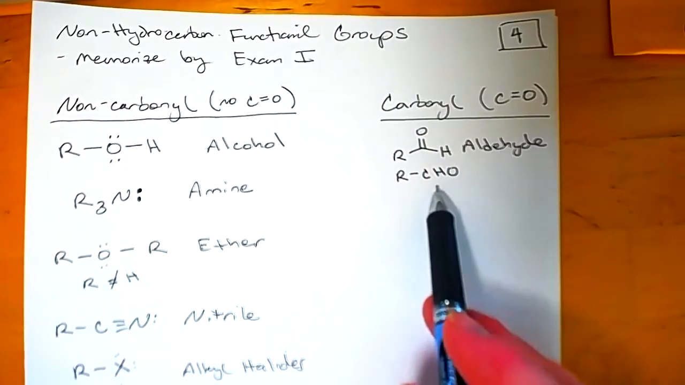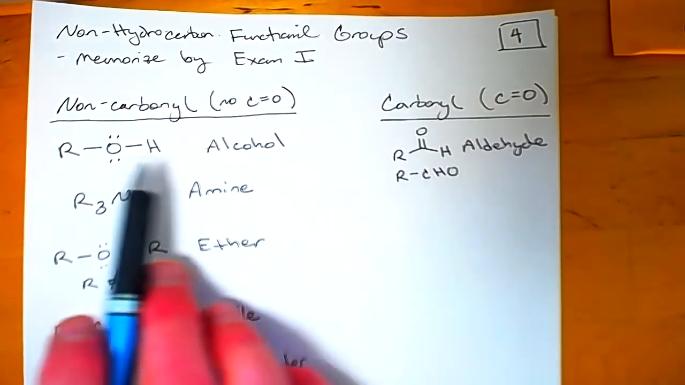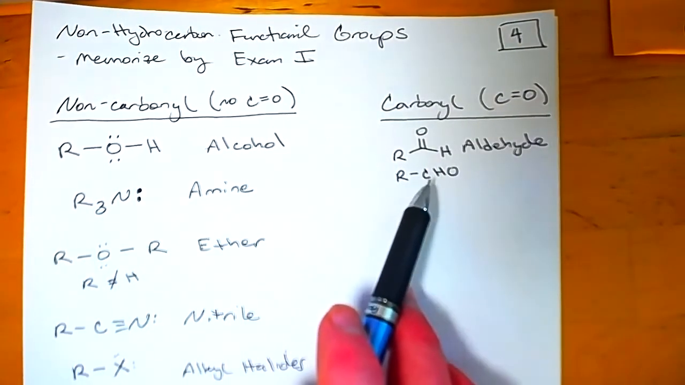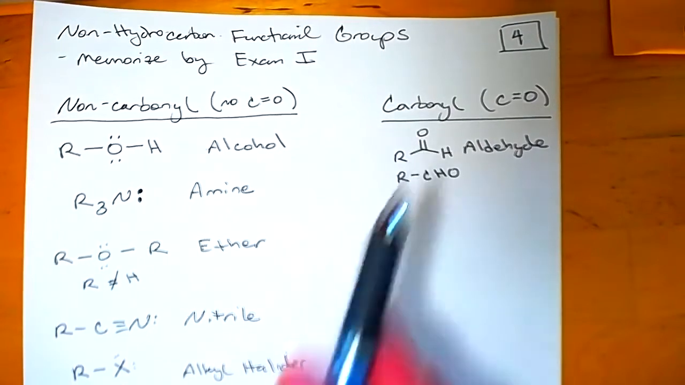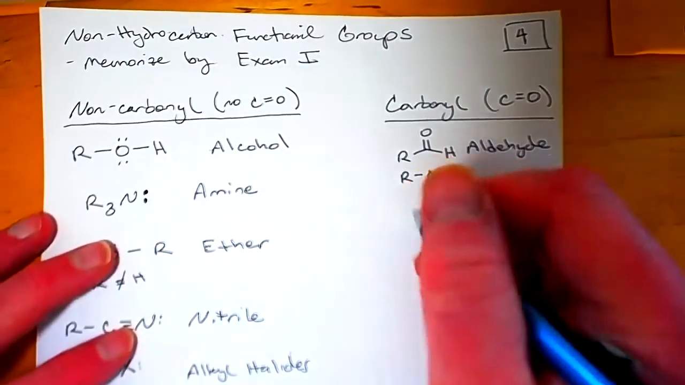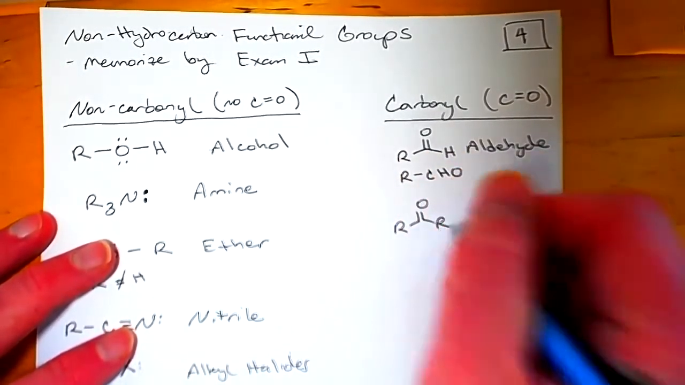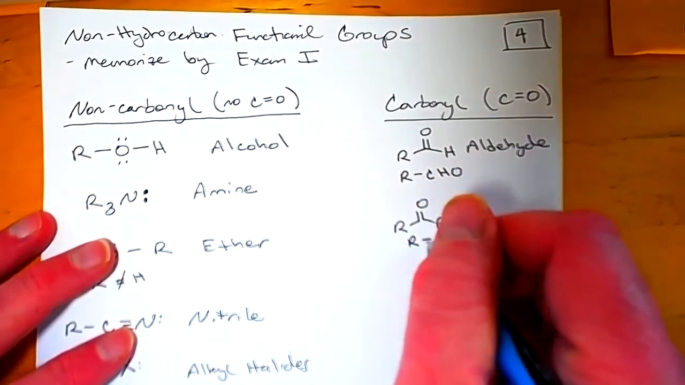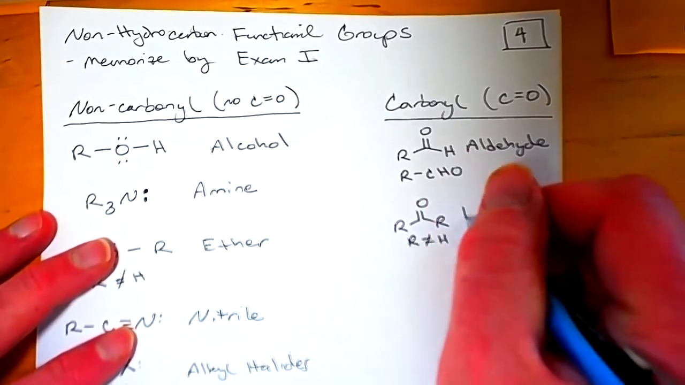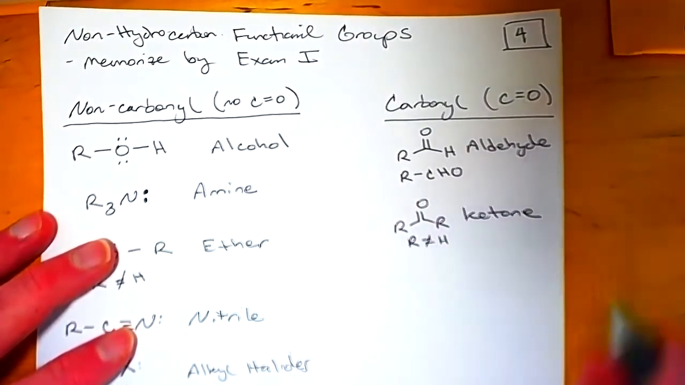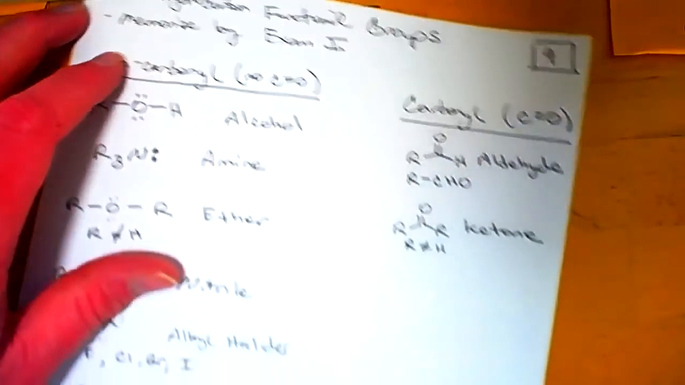Okay, and an aldehyde has a common abbreviation of CHO. So that's very confusing. Sometimes people will associate that with an alcohol. It is not. It is shorthand for aldehyde. All right, another one is if you have 2 R groups here, and again, the R groups are not equal to a hydrogen, that is referred to as a ketone, K-E-T-O-N-E.